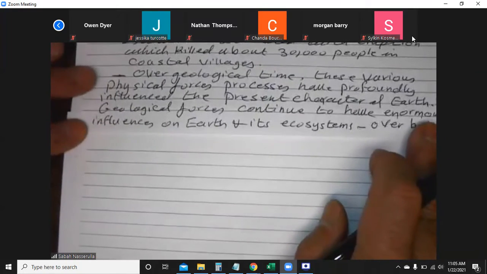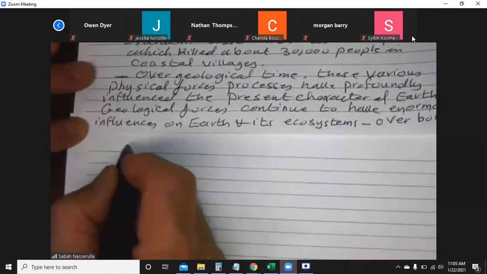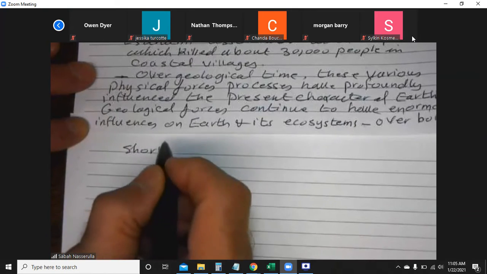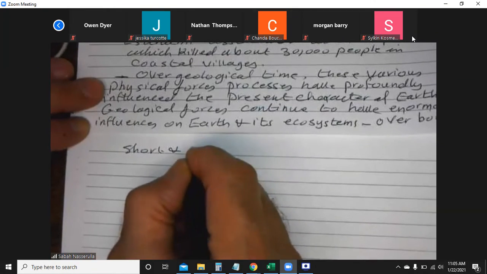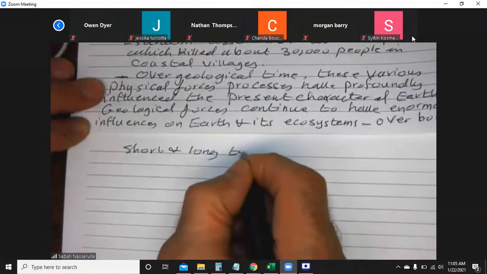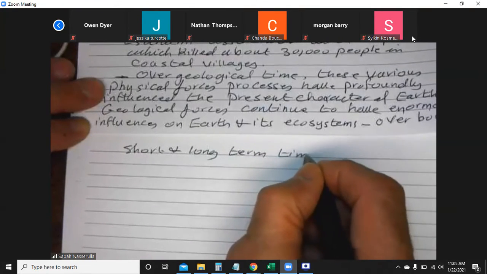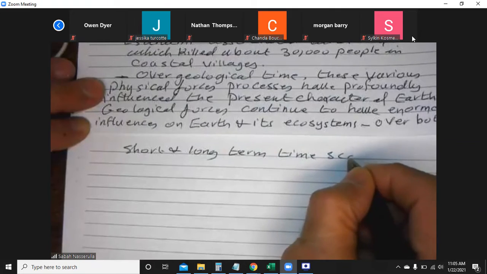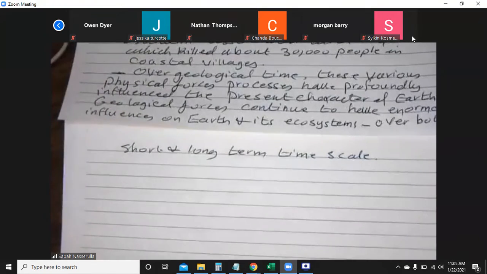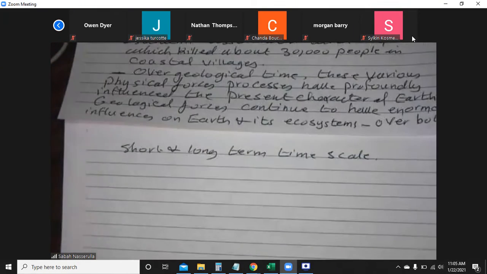Over both, as I mentioned here, short and long term time scales. Then of course we're going to talk about other forces which affect this, which, as you already know, are called glaciations. Small subtitle here.